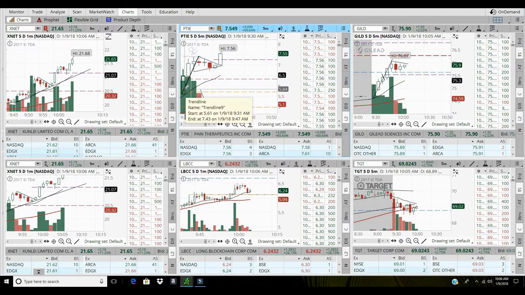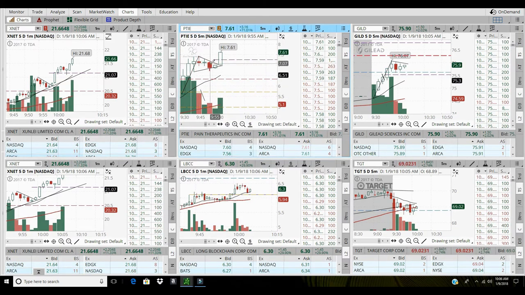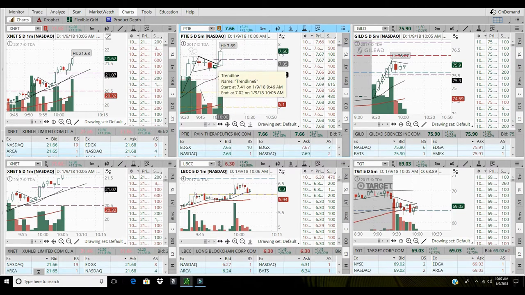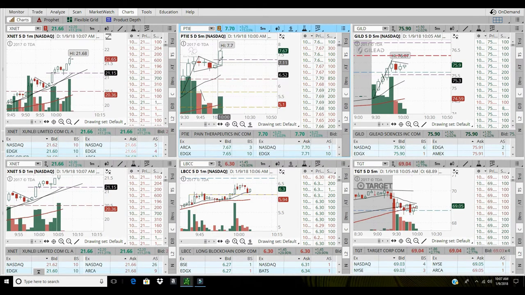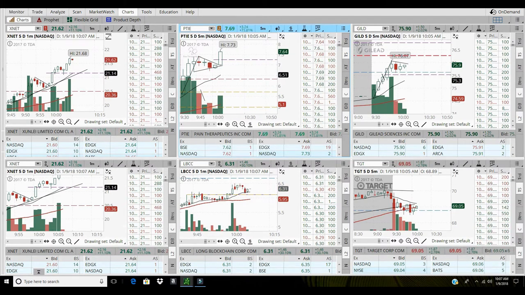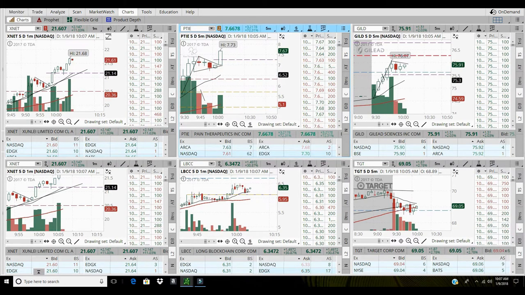So we got our little flag pole right here, symmetrical triangle or flag, whichever one you want to call it. Pretty much gonna do the same thing, which is break out one way or the other and take the trade. That's it.